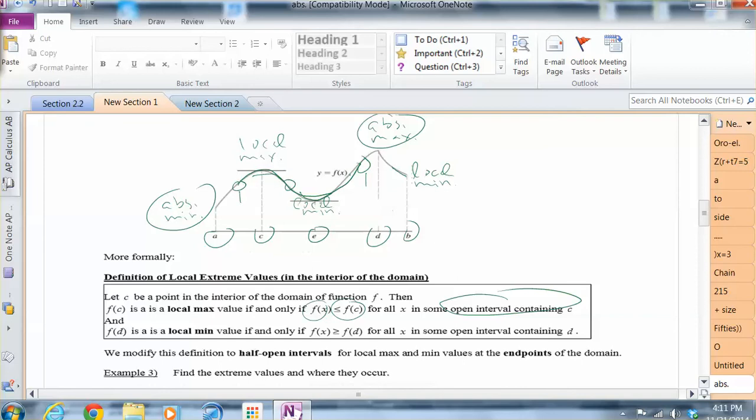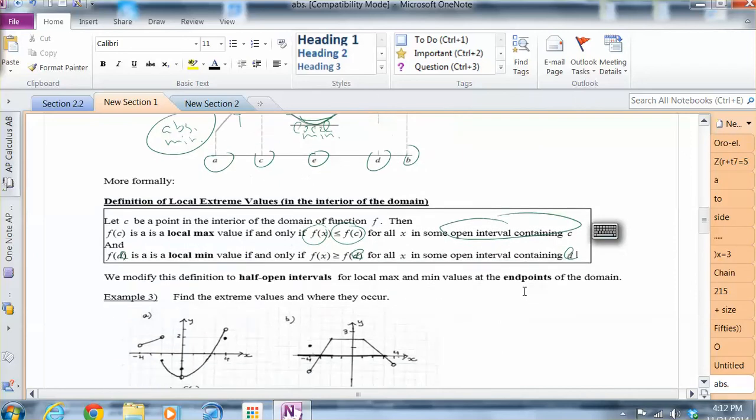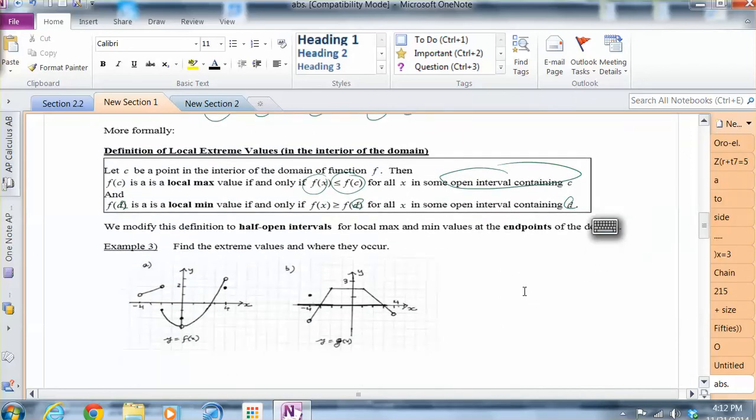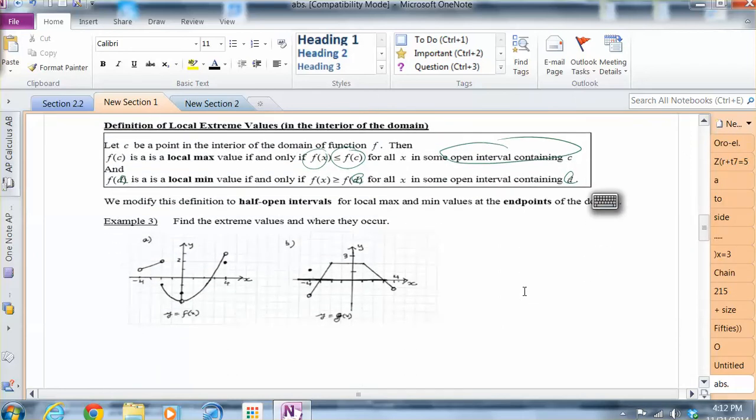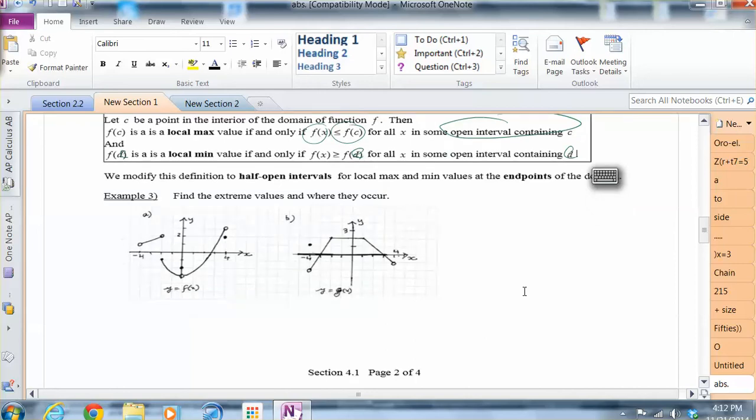You have a local min at point, actually in this case it was at point E, just being consistent with what we see in the graph here. For the same reason, if you chose some interval where E was included in that interval, then your y value at point E would be the lowest point in that interval. Let's talk about half-open intervals, though, for local maximum values at the endpoints of the domain.